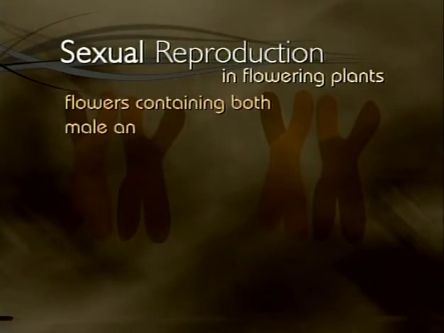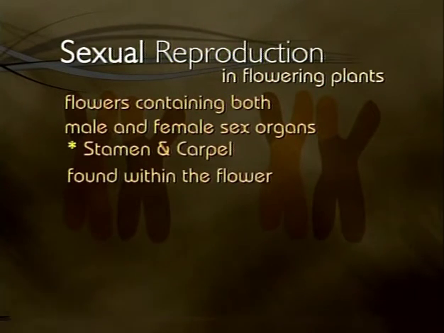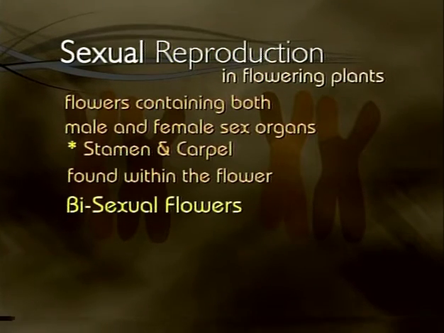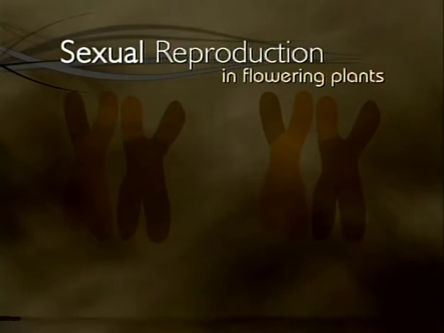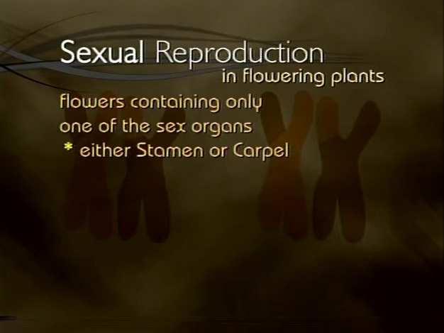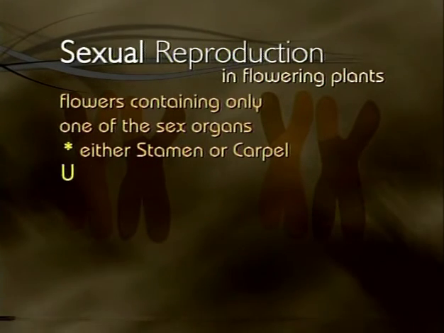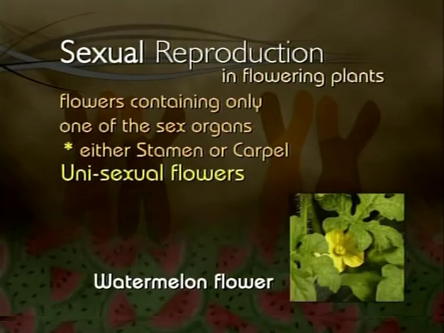This is the overall structure of a flower. But the interesting point to note here is that not all flowers have the same structure. There are some flowers which have both male and female sex organs, that is the stamen and the carpels, found within the same flower. Such flowers are called as bisexual flowers. For example, hibiscus and mustard. But there are certain flowers which consist of only one of the sex organs, that is either the stamen or the carpel. Such flowers are called as unisexual flowers. For example, as seen in the case of papaya or watermelon. All this was about the structure of a flower.